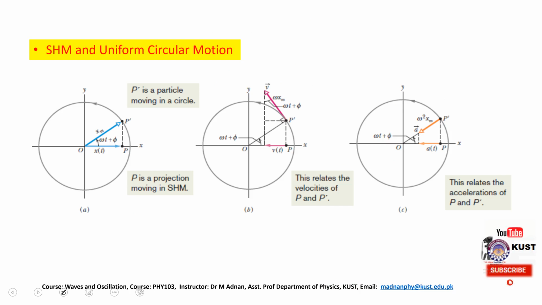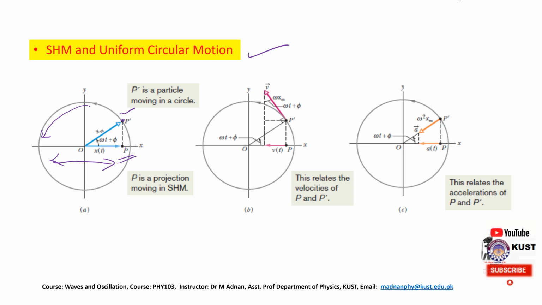Now we will see the similarities between an object performing uniform circular motion and the equation for the simple harmonic oscillator. Let's say we have an object moving along this circular path. At any time t, let us assume that it is at point P prime, such that the projection is P along the diameter. This point P executes simple harmonic motion.